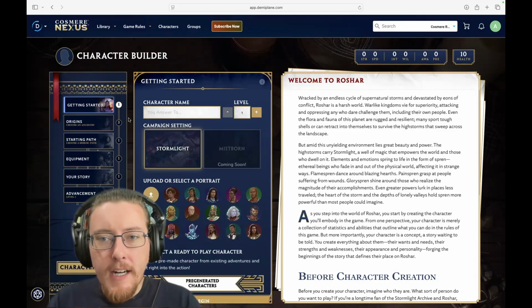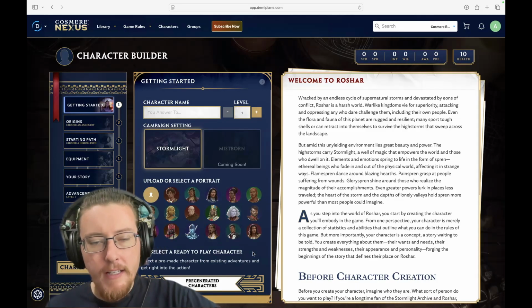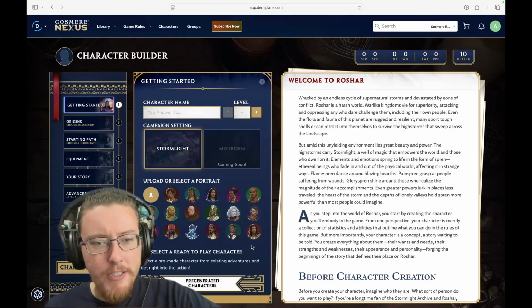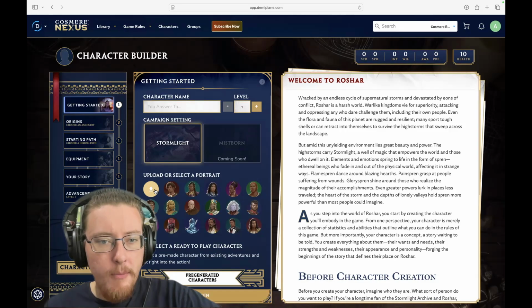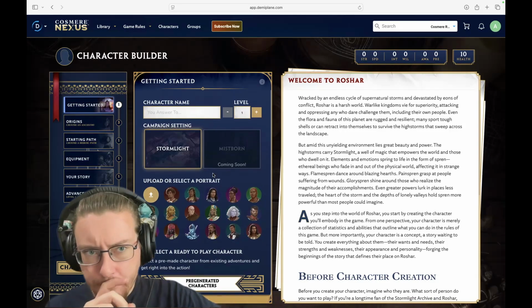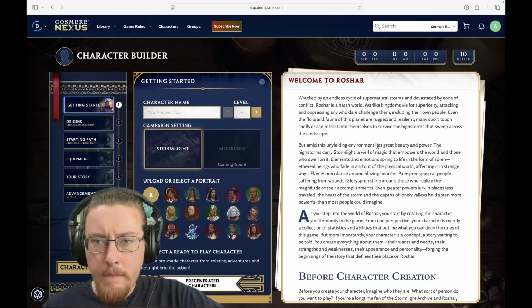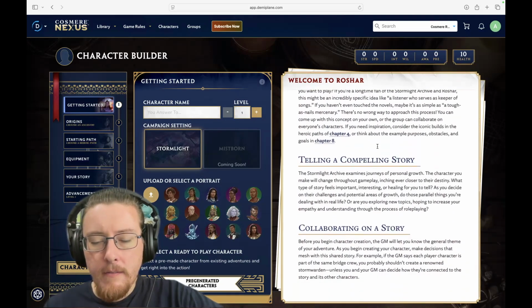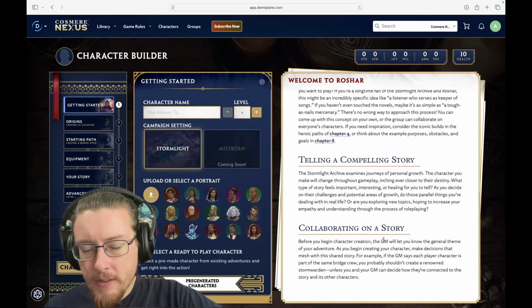The first thing that I really love about this character builder is that they have portraits for you to choose from, including some that look exactly like Kaladin, which is fine, or you can upload a portrait yourself. They have a welcome to Roshar page. They point out it's collaborating on a story.